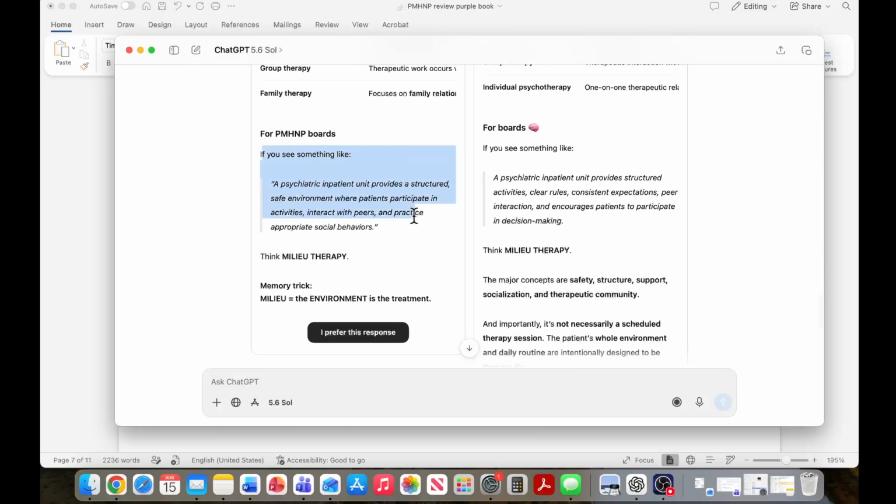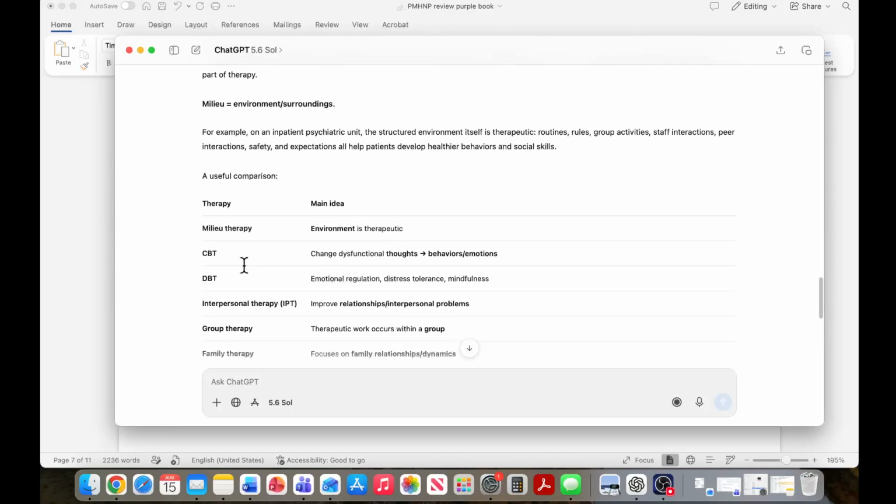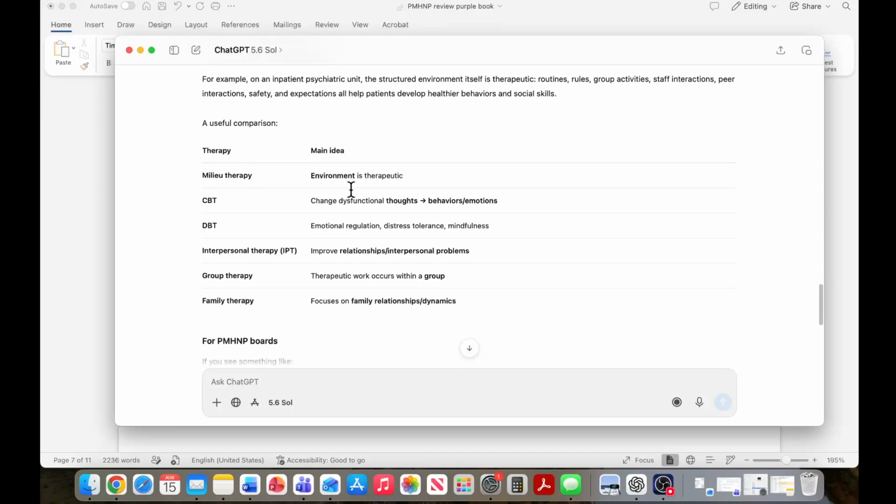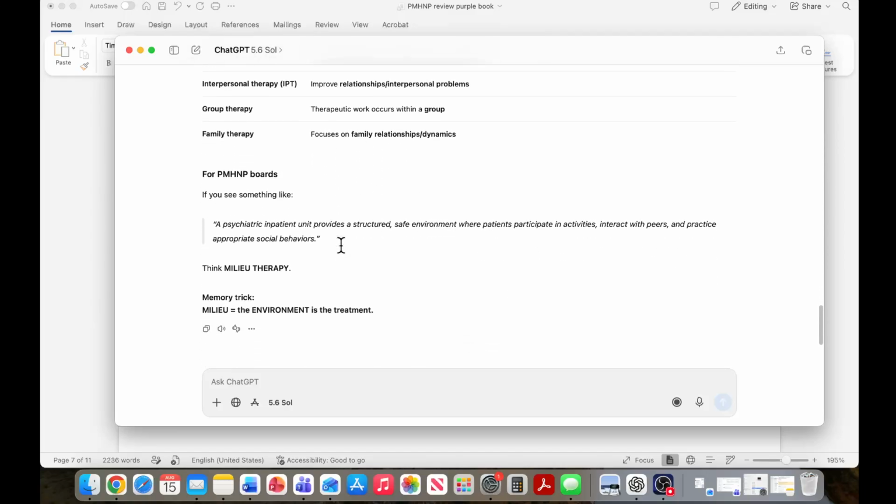psychiatric inpatient unit provides structure, a safe environment where patients participate in activities, interact with peers, practice appropriate social behavior. When you see something like this, think milieu therapy. So to remember, milieu is the environment, is the treatment. They change the patient's environment. Rather than these other kinds of therapy: CBT changes dysfunctional thoughts, and that's how it changes behavior and emotions. Well, first it changes emotions, then behaviors. DBT is more for borderline personality disorders, interpersonal is for other things. But milieu is when the environment is therapeutic, so that's kind of interesting.